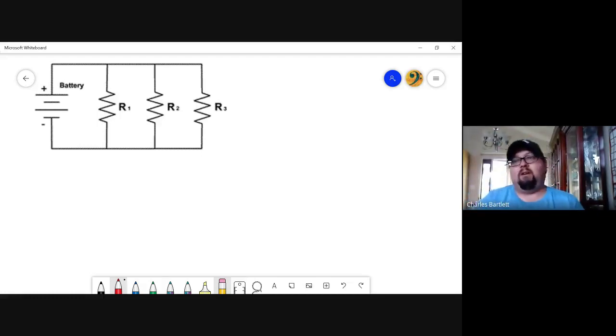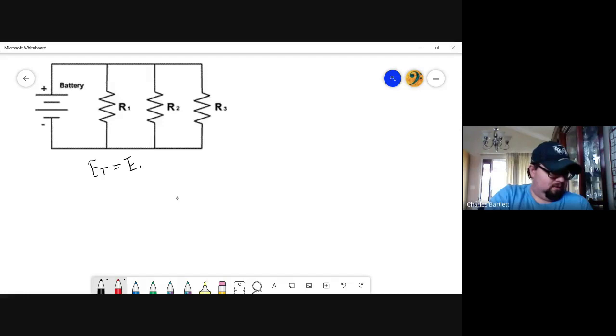You can sit here and try to figure out why things are the way they are, but in the end, if you can't do the math, you can't do the math. Okay. Voltage stays the same, so ET equals E1 equals E2, etc., in a parallel circuit. Amperage, IT adds up: I1 plus I2 plus I3. Okay, so we kind of get those.